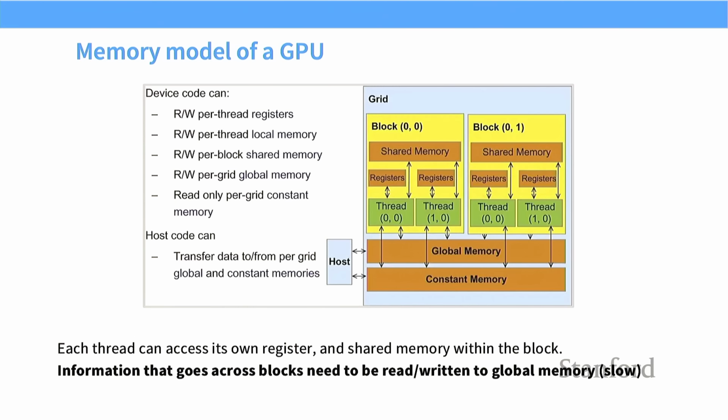And your code can write to global memory. It can also write to constant memory, which is not something that's used too often. And so each thread can access its own register and shared memory. But information that goes across blocks needs to be written to global memory. And this is actually quite important, right? So now it means that whenever you write a thread that executes something, ideally it's operating on the same small amount of data.